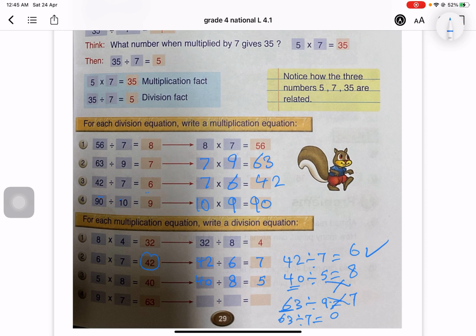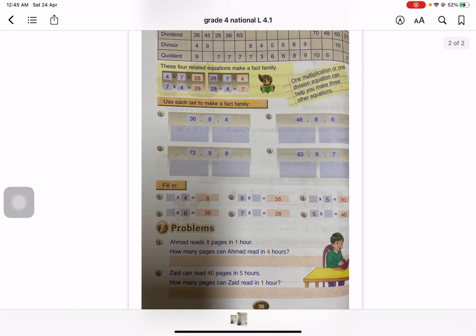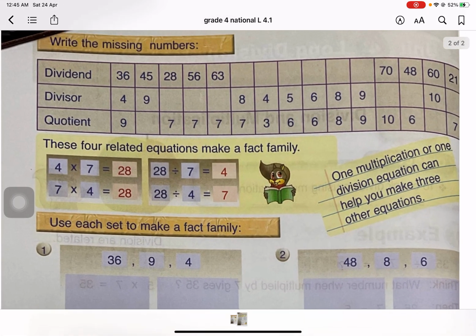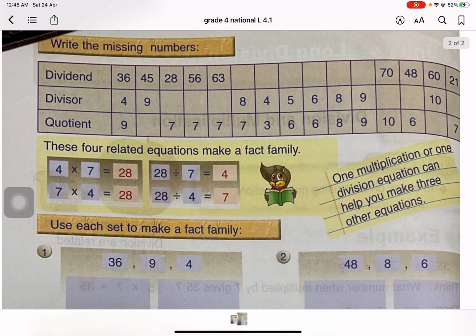Okay, with that, we finish page 29. Please, all of you move to page 30. In page 30, they drew for us a table, and they want us to write the missing numbers. They started, a dividend is 36, the divisor is 4, the quotient is 9. And 36 divide 4, the answer is 9.